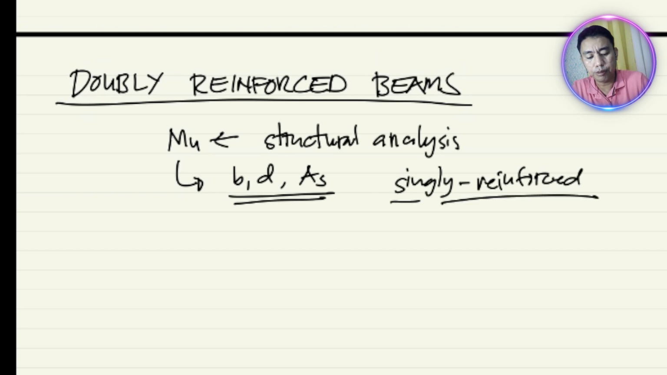So kung singly reinforced, we know that in the singly reinforced, the reinforcement is only at the bottom, AS, or on the top in the case of negative moment. So for positive moment, the reinforcement is in the bottom, but we only have one reinforcement, that is singly reinforcement. So ganun yung pag-design. Determine muna natin yung B, D, and then once we have the dimension, we determine the AS. That's on our time.